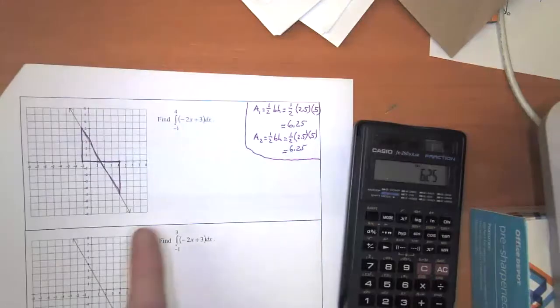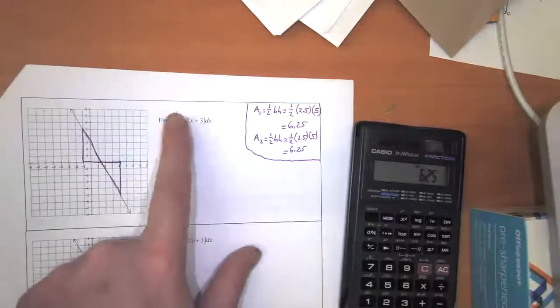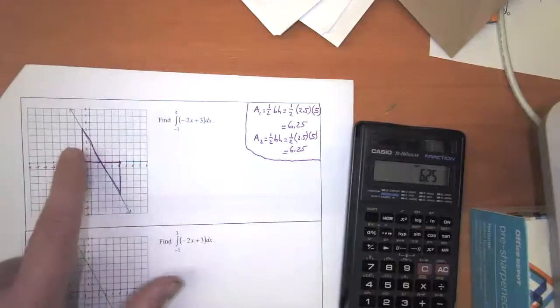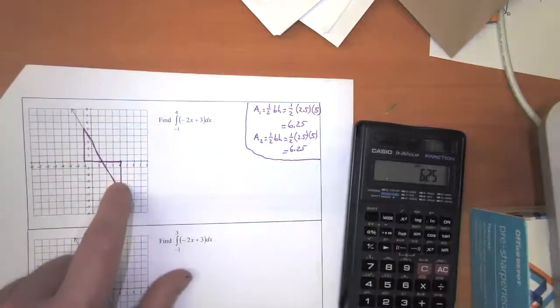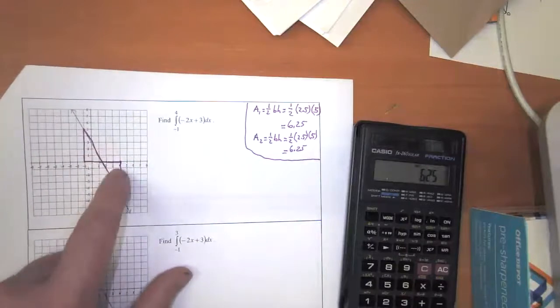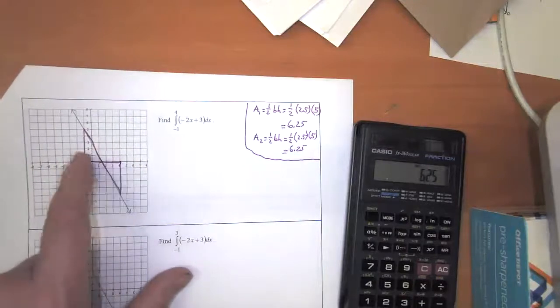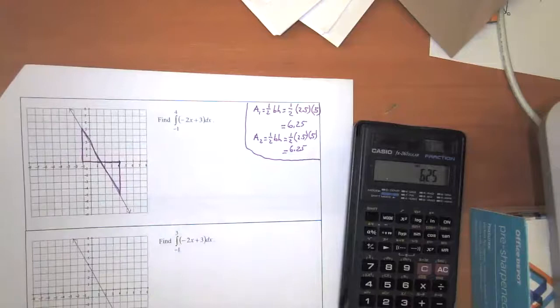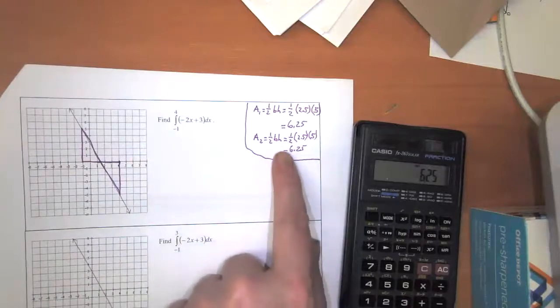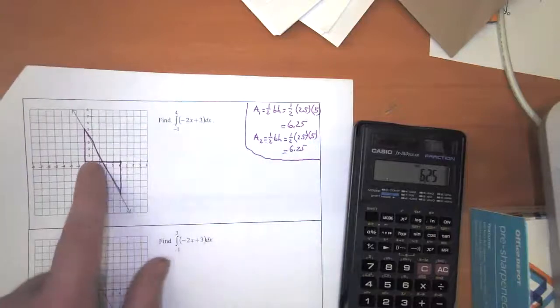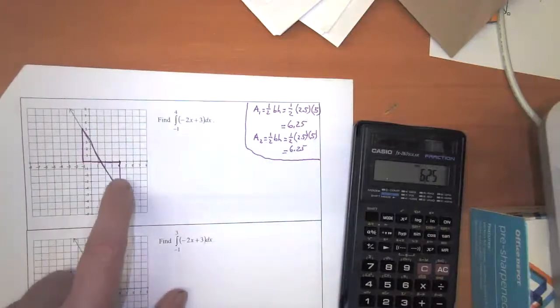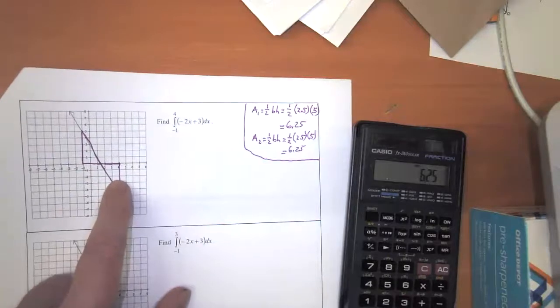We are taking the integral of the same line from -1 to +4. So you see that here is -1 and here is +4. And so it traces out, instead of a single trapezoid, these two triangles. And over here, I calculated the area of the two triangles. The triangle on the left has an area of 6.25, and so does the triangle on the right.